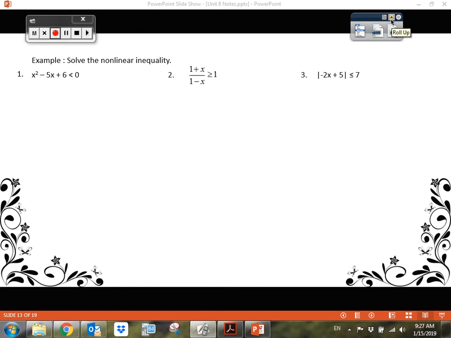Okay, the first one is a polynomial inequality. And what we're going to do is factor it.